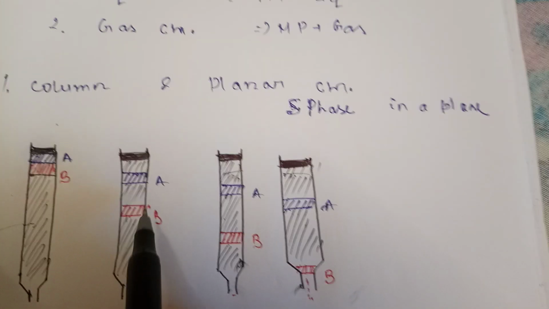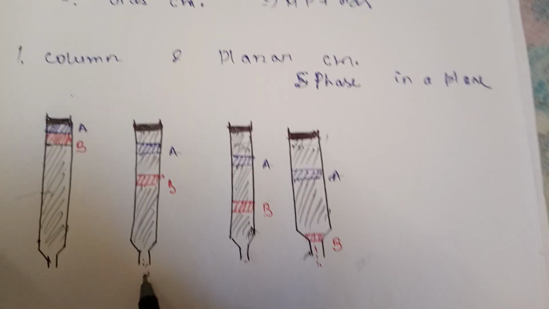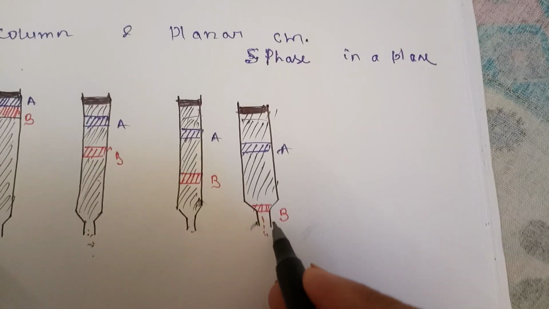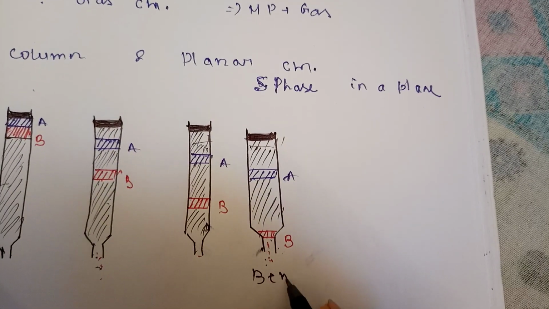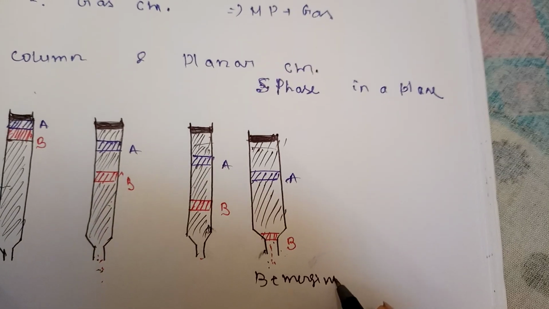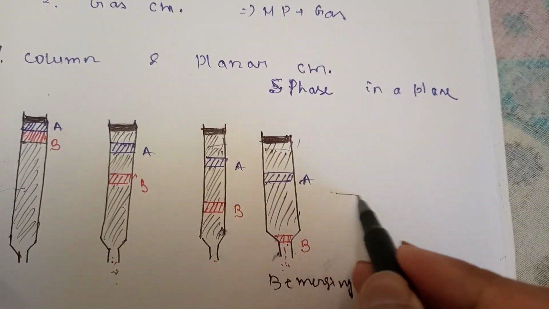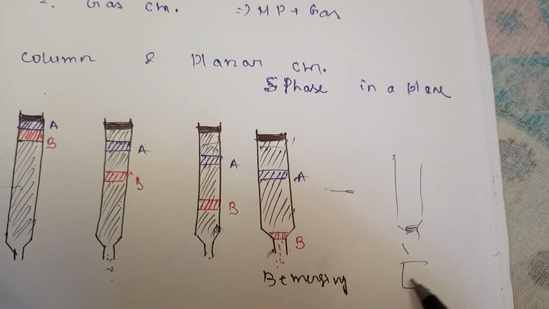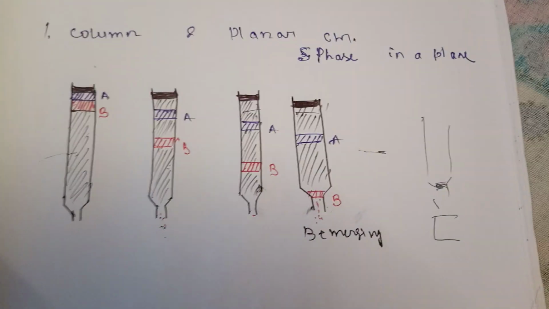With time you can see B is going faster, right? And here the solvent will be flowing out, right? Now with time you can see B is emerging, right? B here is emerging. So after a little time B will be gone from this column. Now there will be only A, and then A will be emerging out, right? So this is the basis of column chromatography.